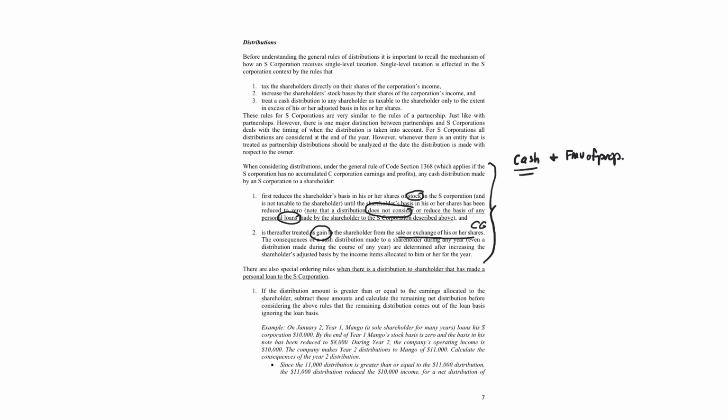So that's the general rule. Special rule. The first special rule is, what if your distribution is greater than or equal to your earnings or income during the year? We're just going to say income allocated to you. Well, if that is the case, then you're going to subtract the two numbers to get the net distribution, and you're going to apply the net distribution rule to what you have here.